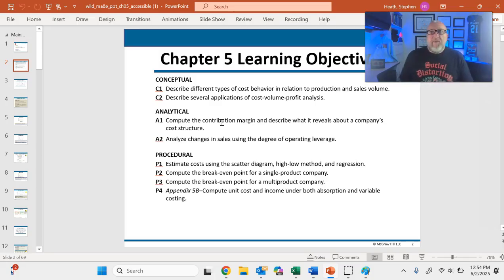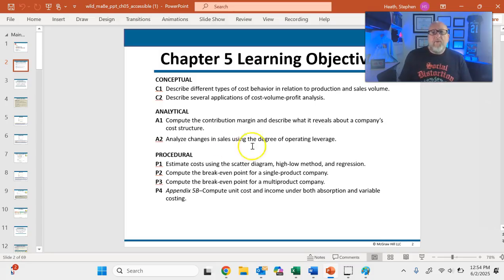Like, how do we think about adding a new product to our product mix? How am I going to cover my fixed costs? We'll talk about fixed costs. How many units do I need to sell in order to break even? All of that stuff starts with the contribution margin. So we're clearly going to go through that.